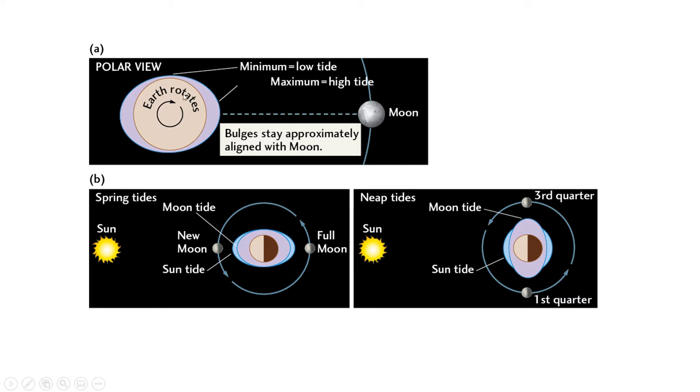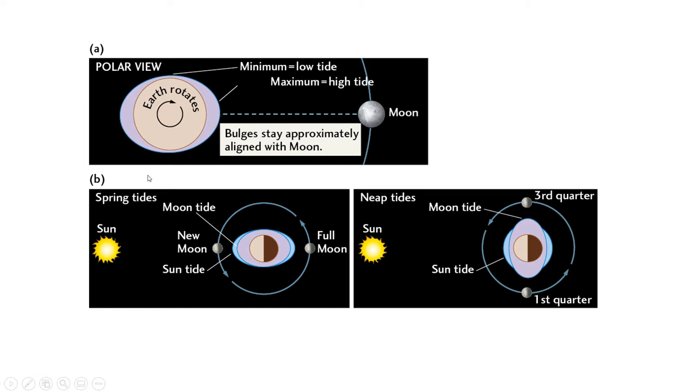As the Earth rotates, if you're at a point on the Earth, you're going to rotate into the bulge here, and so you're at high tide, and then you rotate out of that bulge and you're at low tide, and then you rotate into the next one, high tide, low tide. So in one rotation, you usually have 2 high tides and 2 low tides. Now we have 2 situations here.